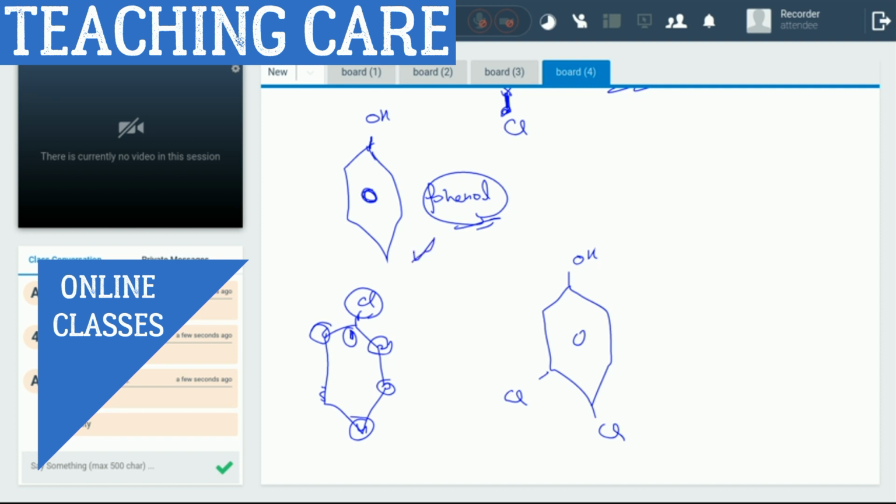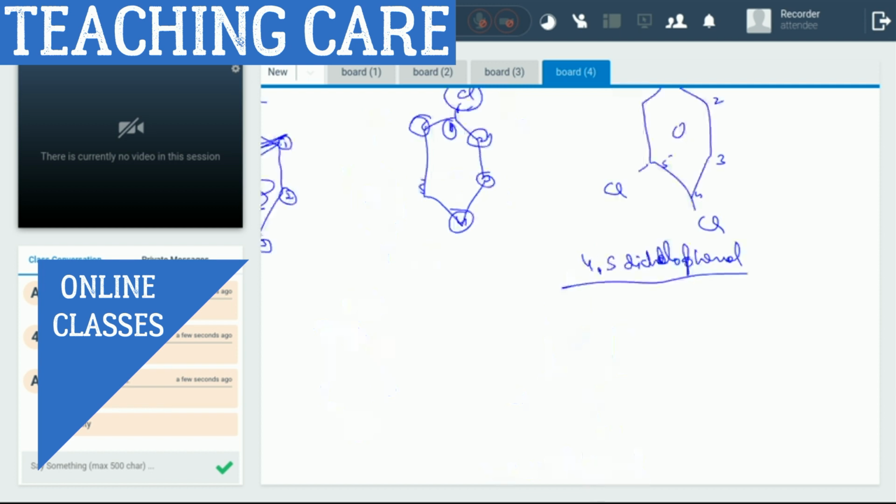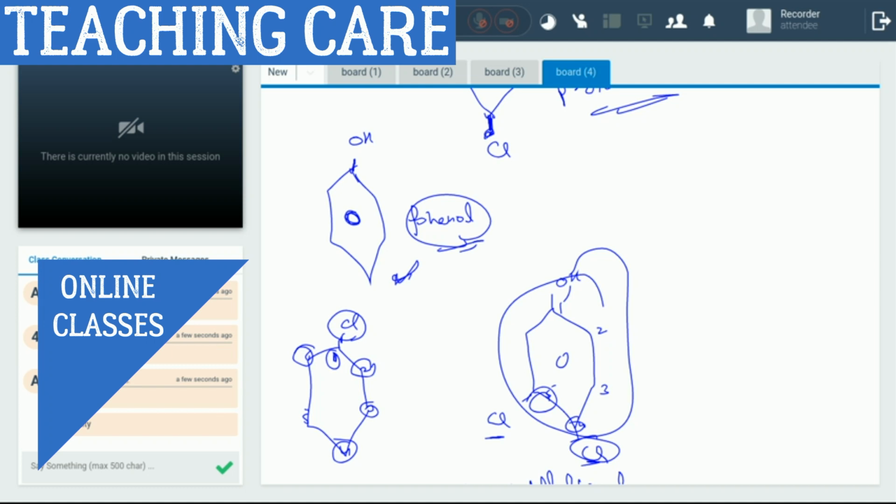I'm telling you. See, this is phenol, right? Like there is an OH on the benzene. So if there is an OH on the benzene, this is phenol. So there is 1, 2, 3, 4, and 5, right? At the 4 and 5, there is a chlorine. So you will call it 4,5-dichlorophenol. First assign the position, then write how many chlorines, and then write the complete name. This is phenol. Clear that?